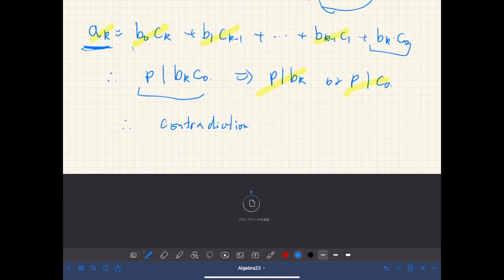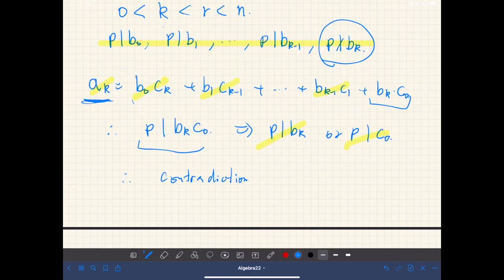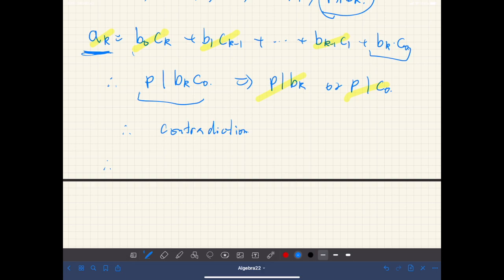So therefore, f of x is irreducible in Q of x. And we are done. So what's nice about this theorem, Eisenstein's criterion, is that we can decide whether a polynomial can be factorized or not without ever actually factorizing. So let's see a few examples.